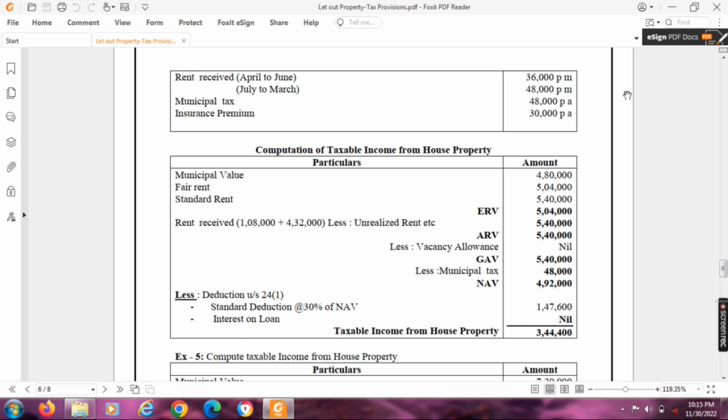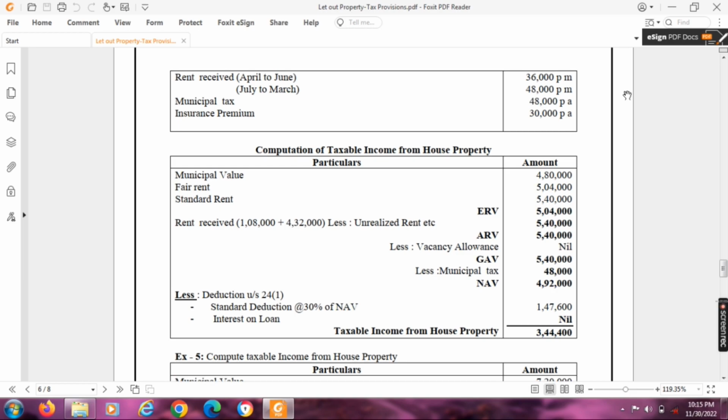Less unrealized rent, etc., which means all the maintenance cost of the property. So 5,40,000. Out of these two, whichever is higher, that one is called annual rental value. Here we have to deduct vacancy allowance. In this problem, no vacancy allowance. The balance value is gross annual value.